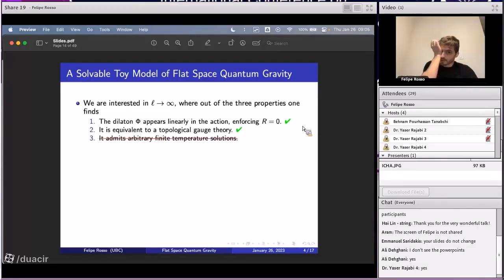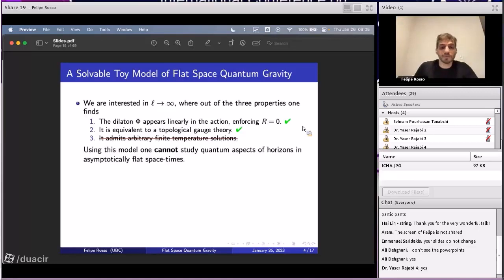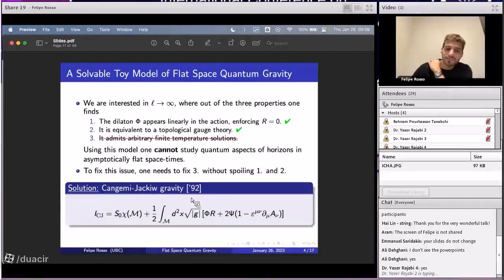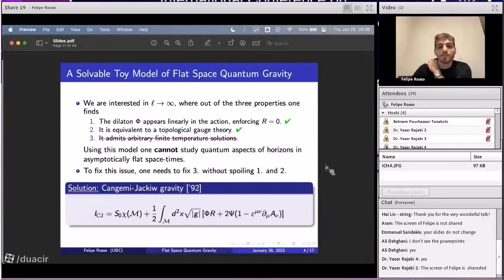If our objective is to learn about quantum gravity, black holes in 2 dimensions, okay? So we need to perform some kind of modification of the theory. And the idea is we want to fix this problem that arises in the L equal to infinity flat limit of JT gravity, without spoiling properties 1 and 2. Okay, so that's the plan. And the solution to such a problem was obtained a long time ago in the 90s by Cangemi and Jackiw, okay, and it's given by the action that I've written over here.